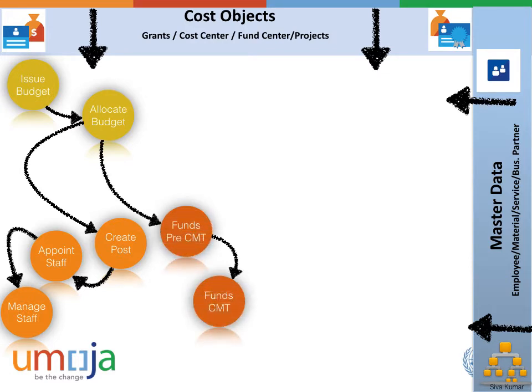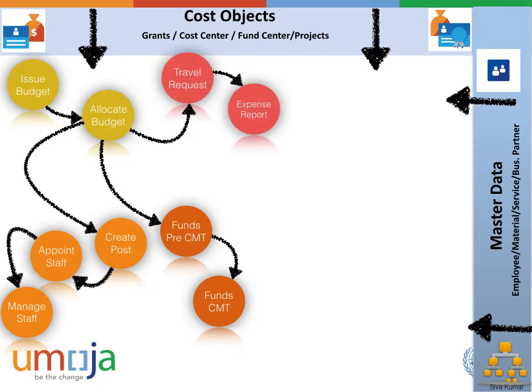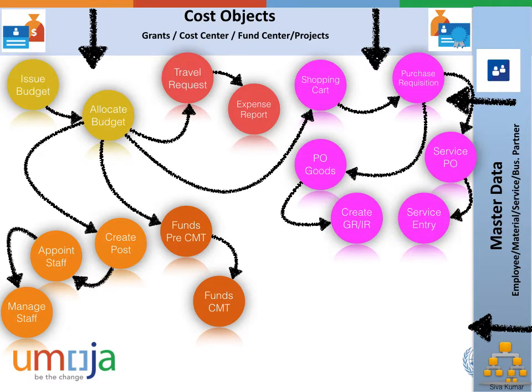And from the funds management perspective, I can allocate or reserve funds using the pre-commitment or the funds commitment buckets. And then on the travel side, even though travel is a part of requisitioning, it is kind of an outlier in SAP when it comes to the actual procurement process. So you have a travel request followed by an expense report. And on the procurement side, you have a shopping cart and a purchase requisition.